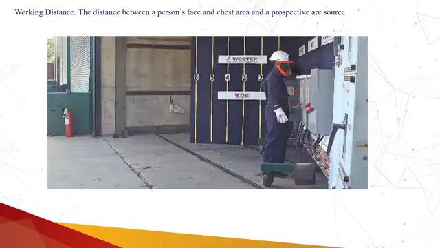Now let's see about the working distance. There is a definition given for the working distance. It is the distance between the person's face and chest to the prospective arc source. So this is basically the horizontal distance to the person's chest or face. This is called the working distance. This working distance is very important. We have seen in the incident energy analysis as well as in the PPE category method, both talk about the working distance. So why is it important?